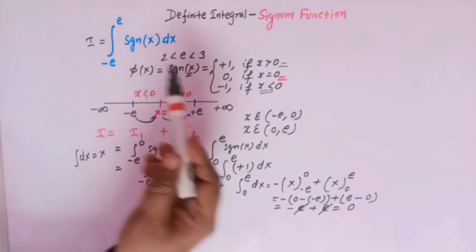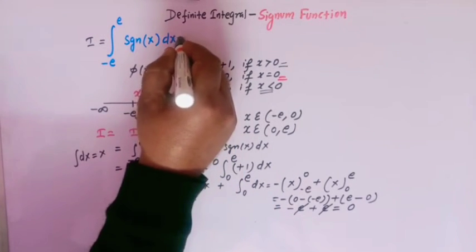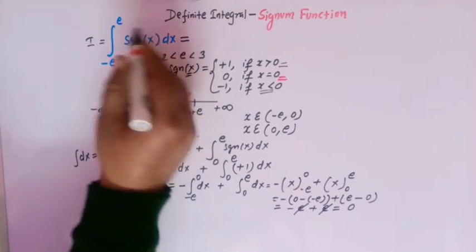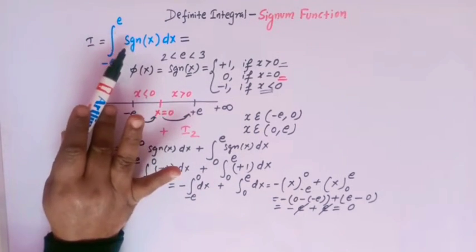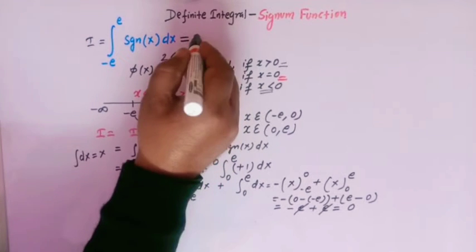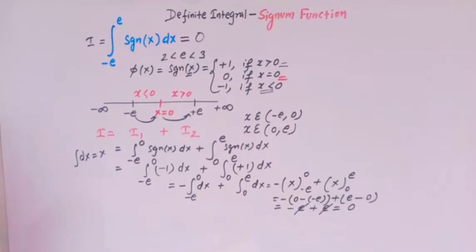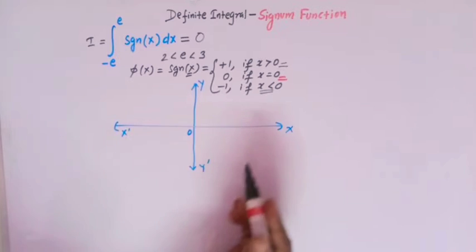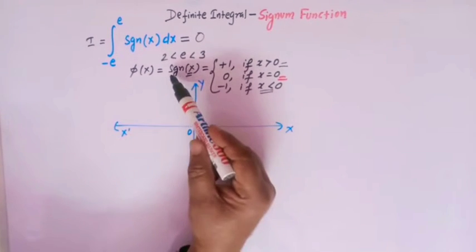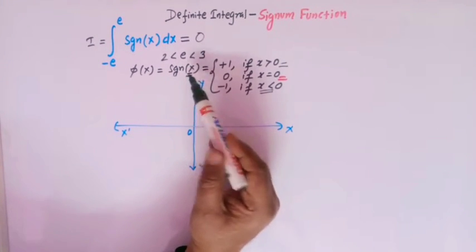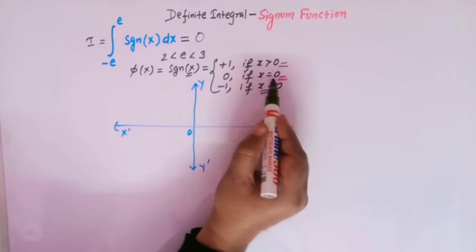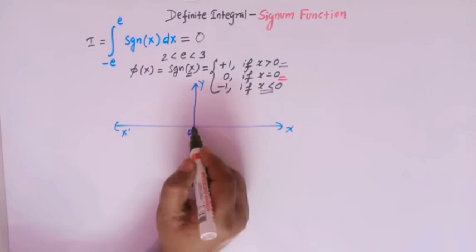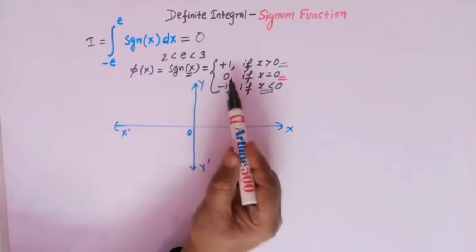So viewers, here we see that the value of this integral which involves the signum function is 0. And now let us see the geometrical significance of this result. Now viewers, let us see the graph of signum of x. When x is equal to 0, the value of signum of x is 0.